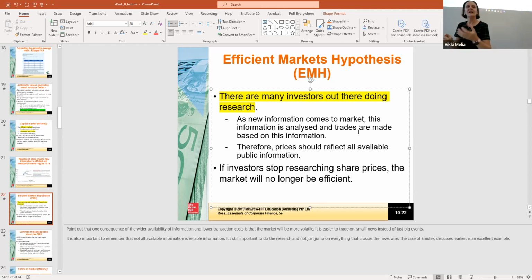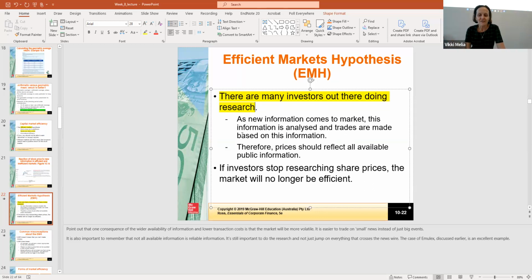Because there are so many large investment banks and super funds and small investors that are always gathering and analyzing information, and they're incorporating that information into what they think the assets are worth or the company's shares are worth. Most of the time, the company's shares on the ASX are pretty fairly priced. And most of the time, they reflect all of the available information.